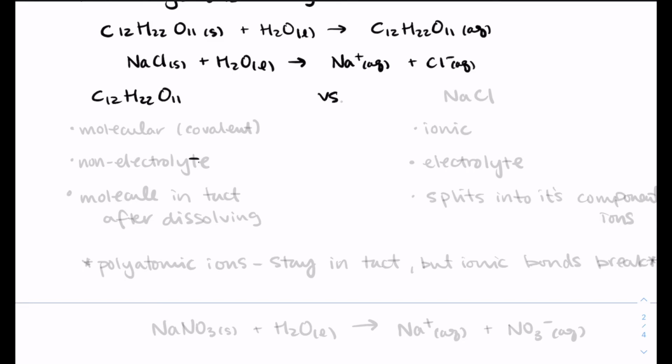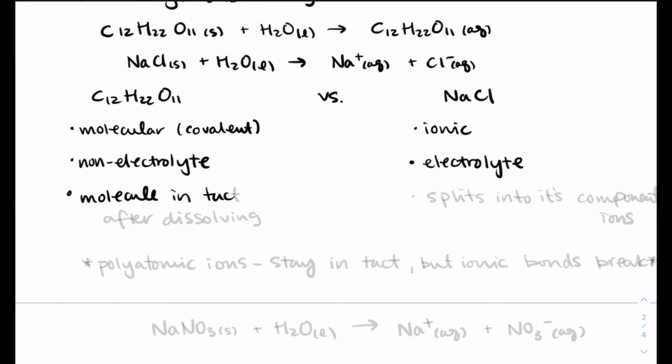So let's do a side-by-side comparison. The C12H22O11, the sugar, all of those elements are nonmetals. This is a molecular compound held together by covalent bonds. Sodium chloride, metal and a nonmetal, this is ionic. The sugar, we call this a non-electrolyte sometimes. That just means that it doesn't split up into ions in solution. Sodium chloride we would call an electrolyte because it does split up into its component ions in solution.